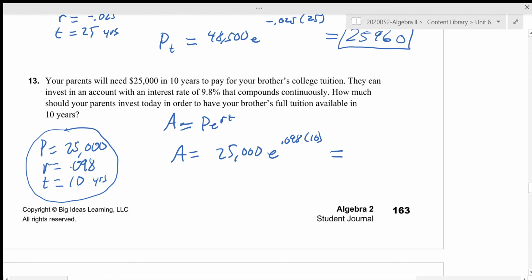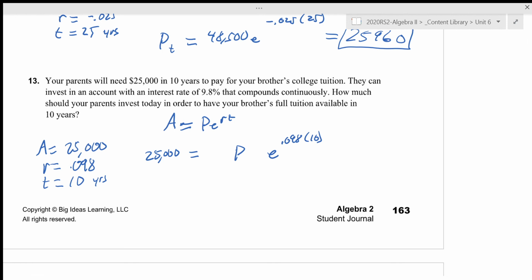And plugging that in, we should get, oh my goodness, sorry guys. We want to know how much they need to put in now to get 25,000. Apologies, everyone makes mistakes. So we're solving for P. They want 25,000 in 10 years. So we need to solve for P in this equation. Like how much should they put in now to get to 25,000 in 10 years?